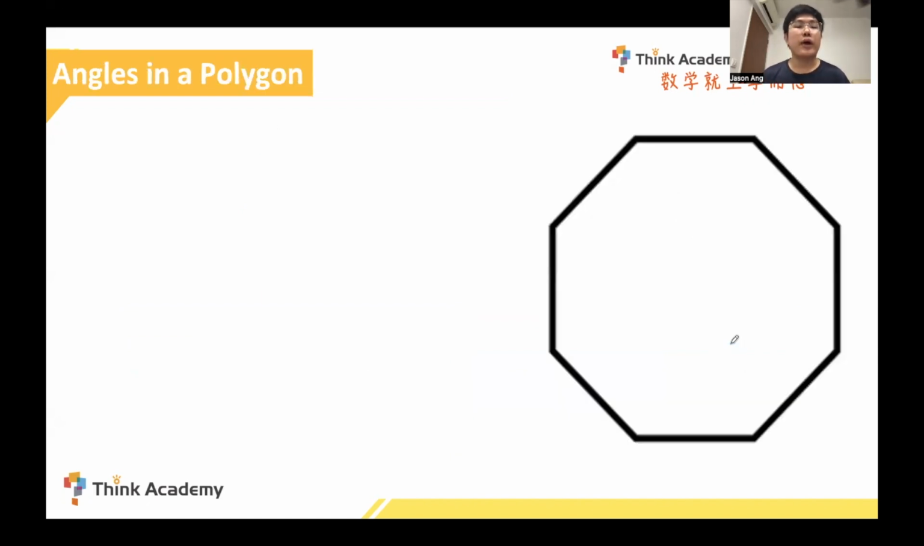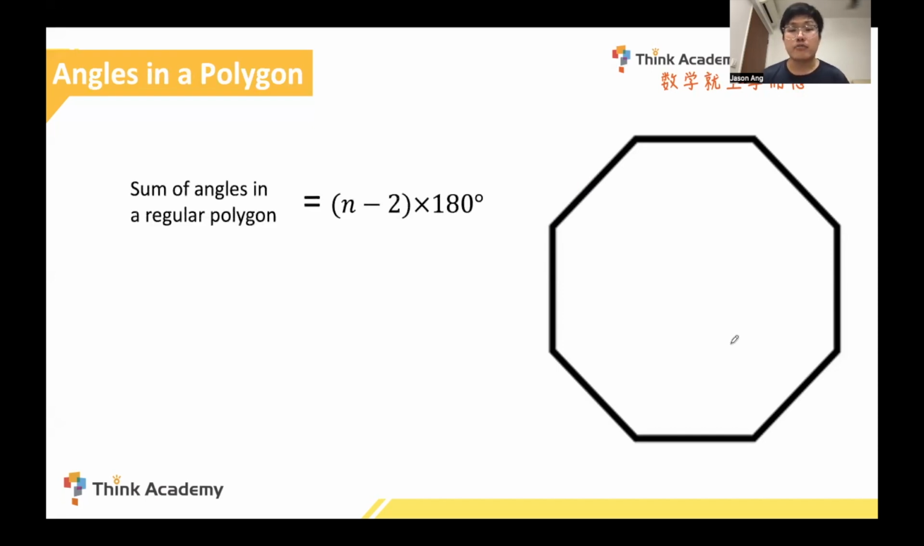The next part is your angles inside a polygon. A polygon refers to a shape with many sides, and we have a few formulas for you to take note of. The sum of angles inside a regular polygon is (n minus 2) times 180, where n refers to the number of sides. As we can see here, our octagon with 8 sides will have a total angle of (8 minus 2), which is 6, times 180 degrees, giving us 1080 degrees.